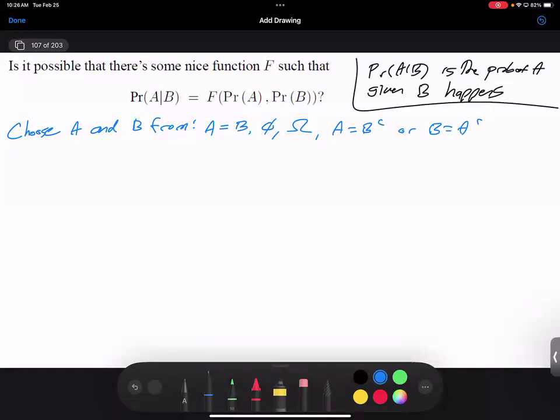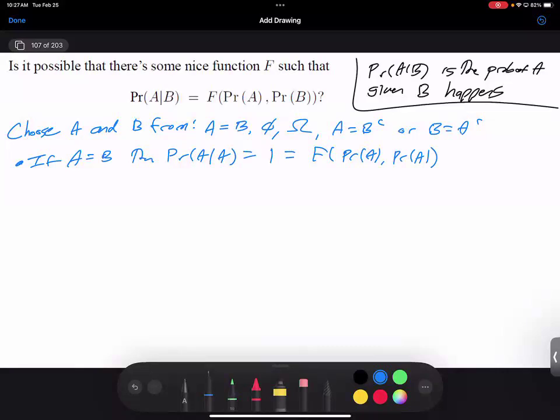If A equals B, then the probability of A given A, what does that equal? It equals 1. So then that would have to be F of the probability of A, probability of A. That gives us some information about what this function has to be. If I've got a function of two variables, it's got to reduce to 1 whenever x equals y. So we've already got some information.